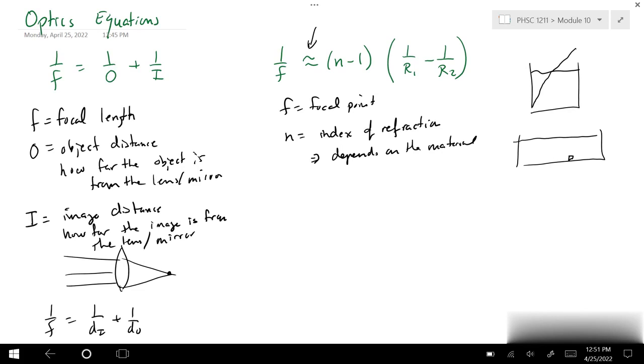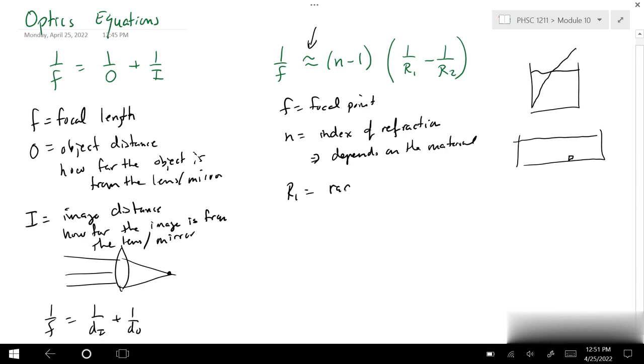Index of refraction is basically a measurement of how light is going to bend as it passes through a material, how sharply it's going to bend or how weakly it's going to bend. Different materials, different types of glass, different types of plastic, all have different indices of refraction. When someone is designing glasses, they will take that into consideration.